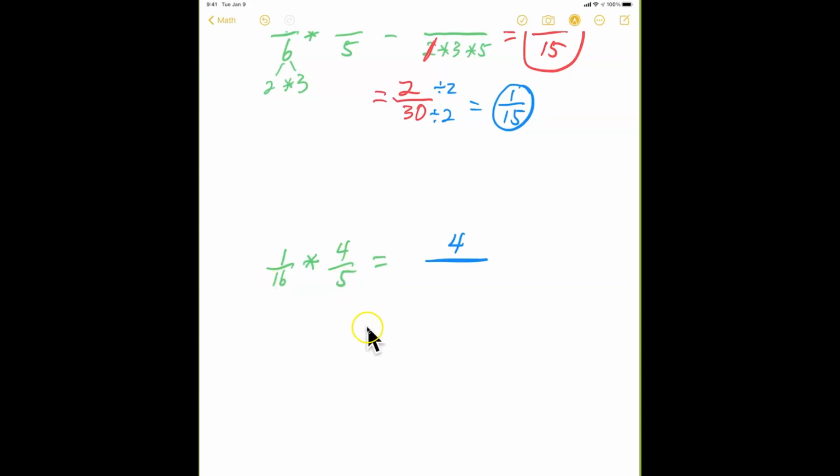5 times 16. And if you remember my multiplication by 5 rule, you take half of 16, which is 8, and add a 0. So we have 4/80ths. And then we have to divide out whatever we can find. It looks like these both might be divisible by 4. So let's take out a 4.